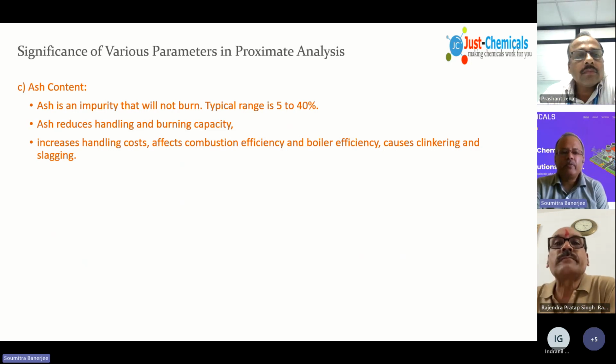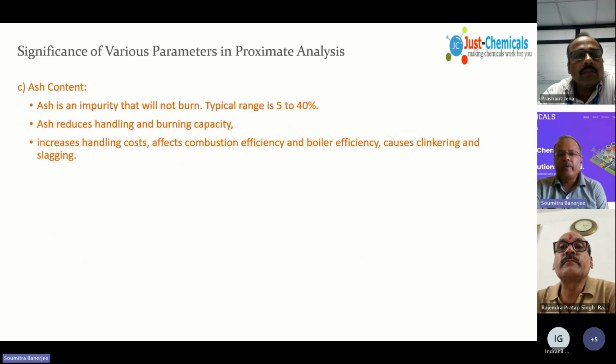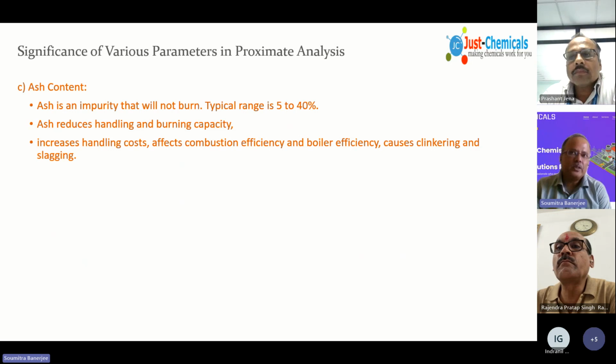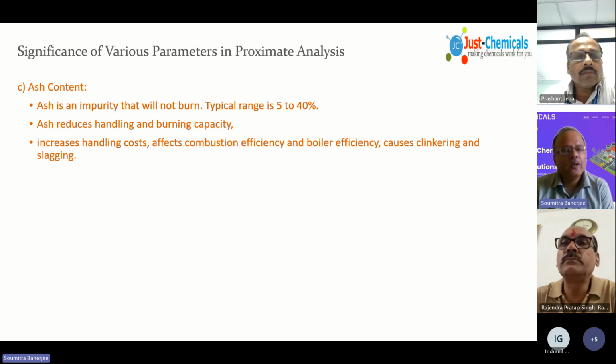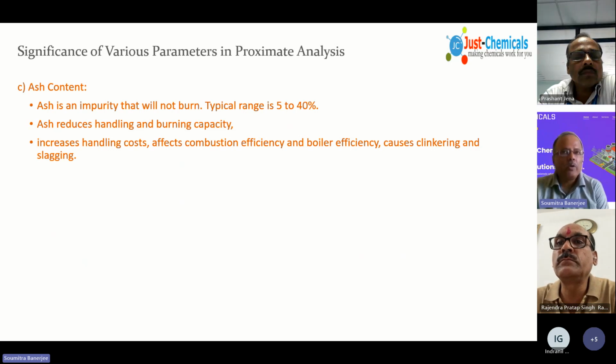Now, the ash content. Ash is an impurity that will not burn. This typically ranges from 5 to 40%. Now, what is ash actually? Ash is nothing but the soil which got buried with the plants or trees. Coal is actually made out of trees, right? Vegetation buried under the ground in an earlier era becomes coal, and the soil surrounding that plant or tree becomes the ash.